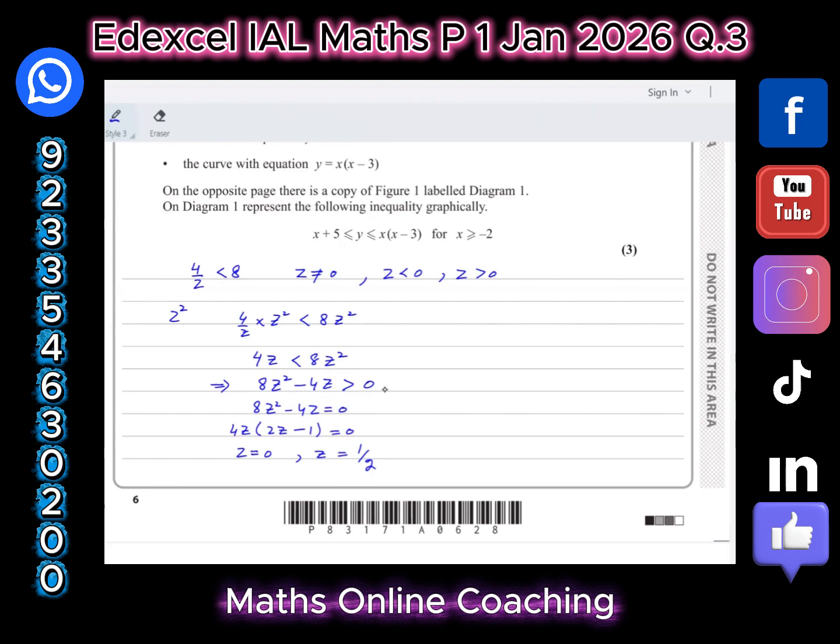To get the values of z for this inequality, we draw the curve here. A quadratic inequality gives a curve like that. As 8, the coefficient of z square, is positive, the curve faces up, and it cuts this line at the points z equal to 0 and z equal to 1 by 2. Now, to take the values of z, we have to take the part of the curve which lies above this line, because here we have the value greater than 0.